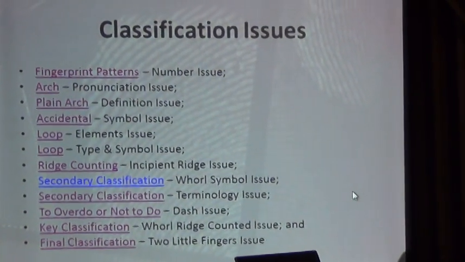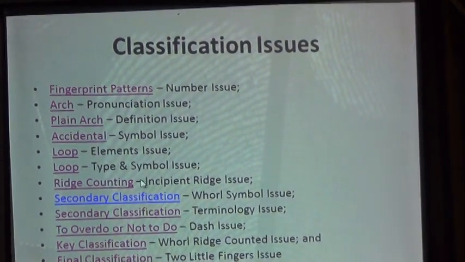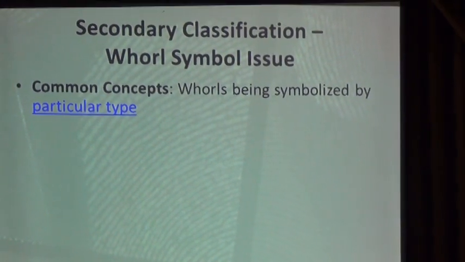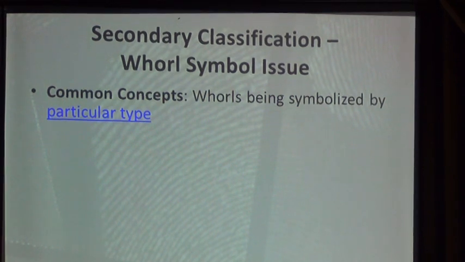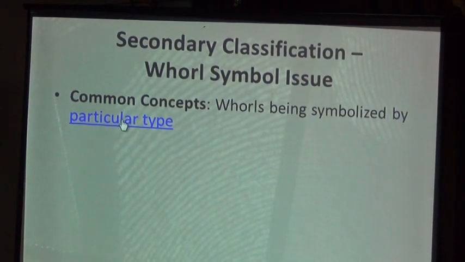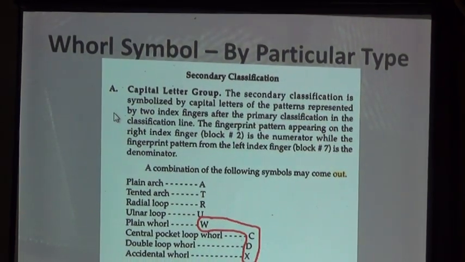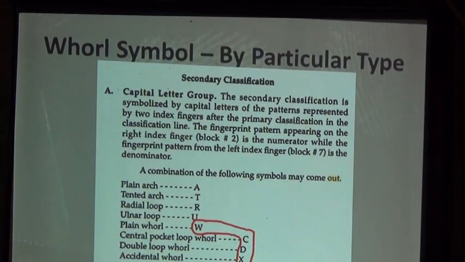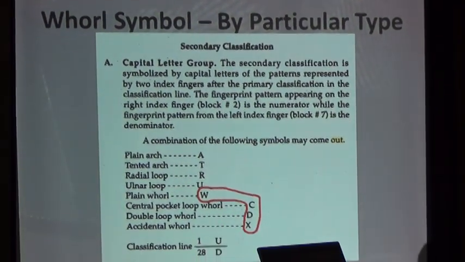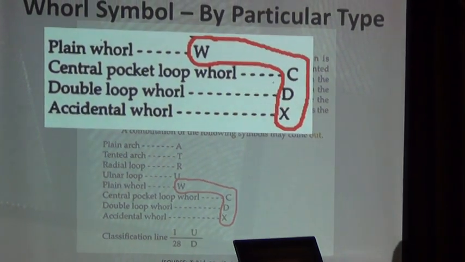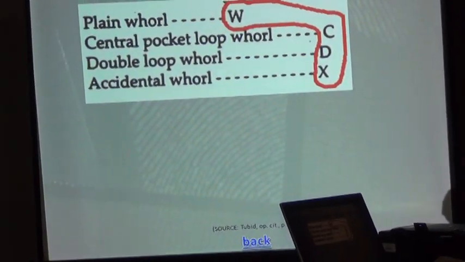Next is about secondary classification, the whorl symbol. This has been partly taken up this morning. Common concept, whorls being symbolized by particular types. In fact, this morning is evidence that this is our common concept. Plain whorl, W, central pocket whorl. Click, sir. There is a particular type.